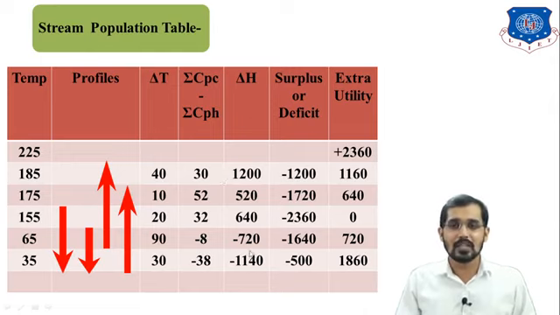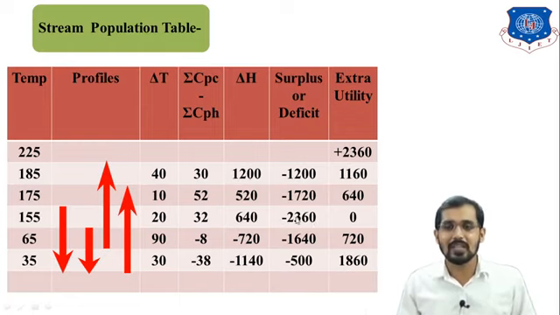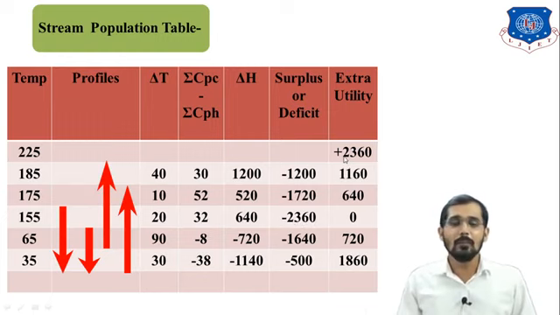So that value is nothing but minus 2360. The most negative value, or the very minimum heat requirement, is nothing but the most negative value. So that is 2360, and you have to just write this value in the first row of the extra utility. That is nothing but the minimum value of the surplus and deficit, that is minus 2360. This is the minimum value. So just write down this value as positive 2360.